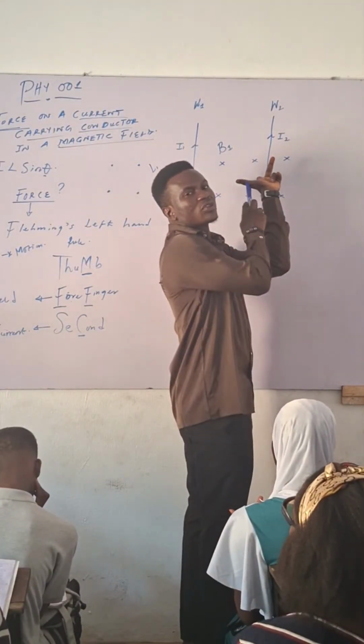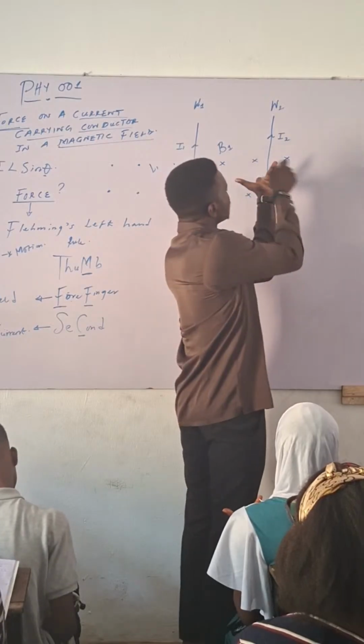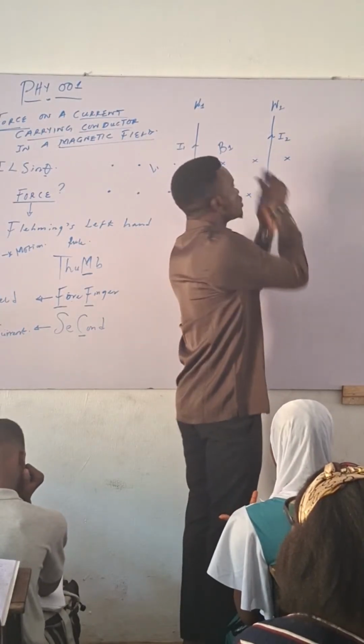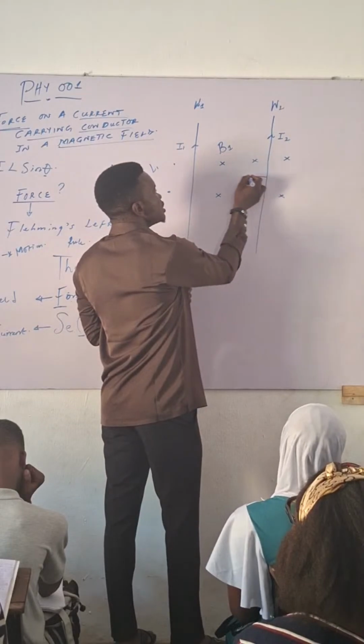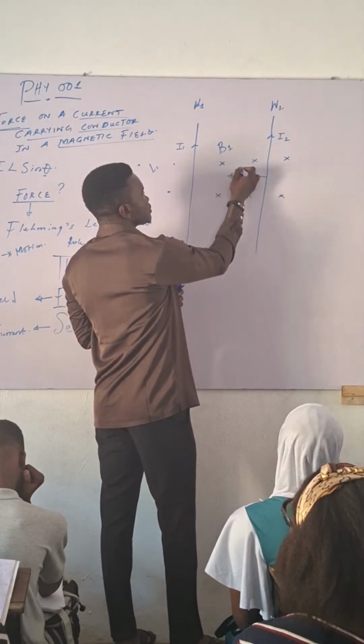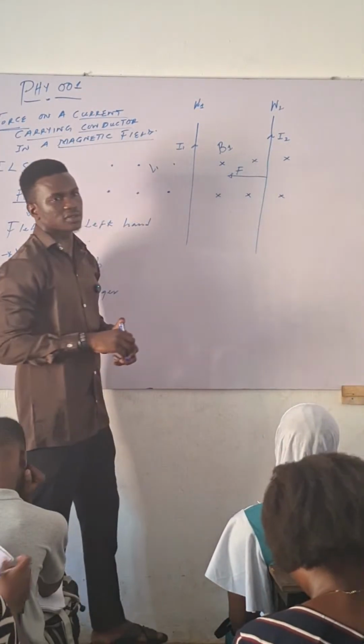So now, where is my thumb pointing? Towards the left. So that means this wire would be attracted. That's the force.